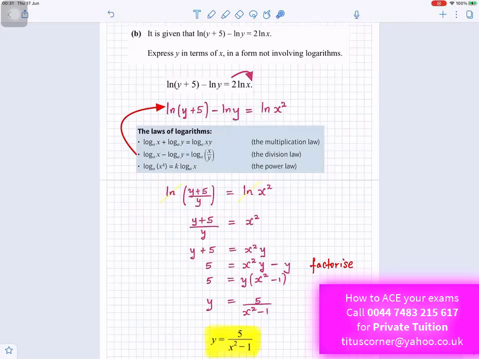And then after that, to get y on its own, we divide by x squared minus 1. So y is equal to 5 divided by x squared minus 1.